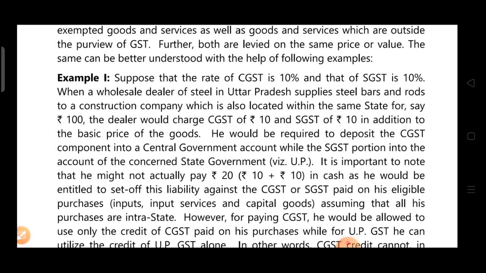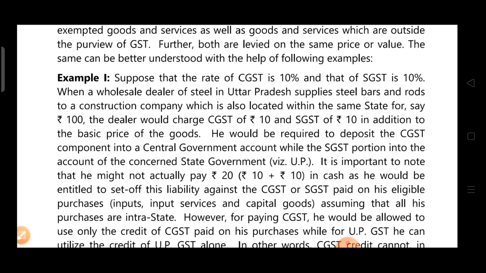Means a wholesale dealer is there in UP. He is supplying steel bars and rods to a construction company which is also located in UP for, say, 100 rupees. The dealer would charge CGST 10 and SGST 10 in addition to the basic price of goods. Means he'll charge 100 as the basic price and he'll charge 10 rupees each. Means he'll charge 120.